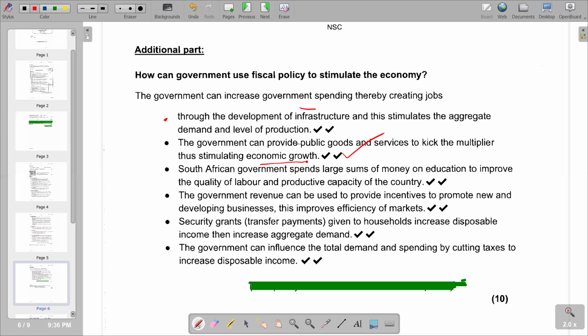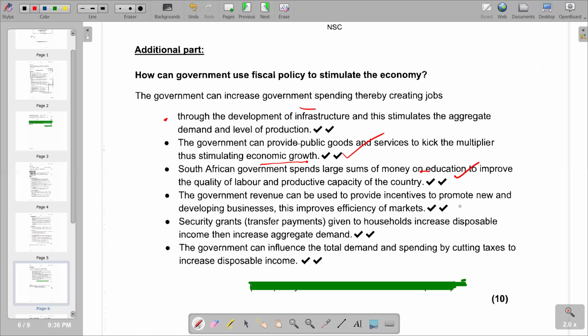Then you go to the next point: South African government spends large sums of money on education to improve the quality of labor and productive capacity of the country. So by spending large sums of money on education, obviously, they are trying to transfer the knowledge to the workers so that they can be able to produce those goods. And then we are going to see the stimulation of the economy. So basically, that's what we have.